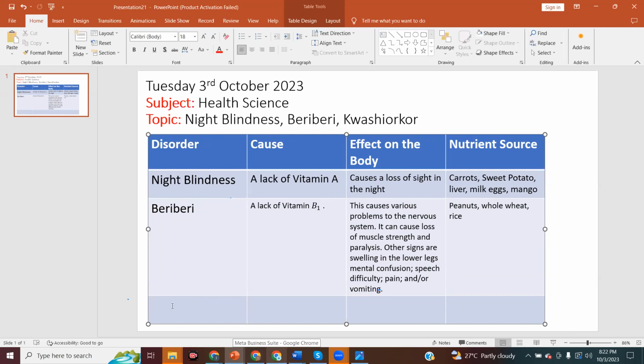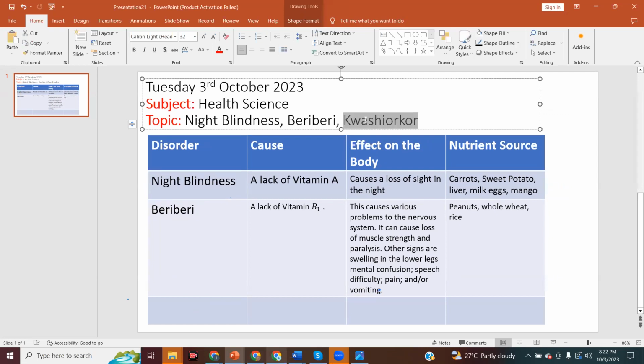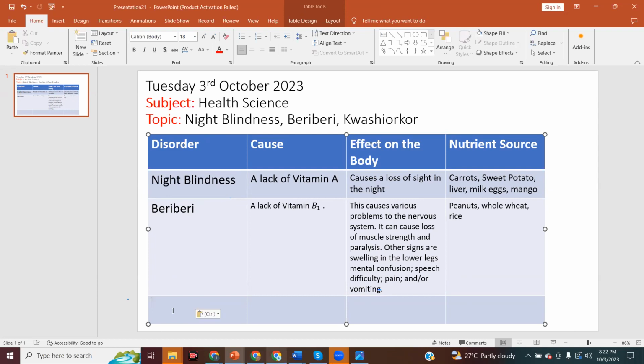So the next one is... Can everyone remember how to pronounce this word? Let me hear how y'all butcher this word. Kwashiorkor. Say it again. Kwashiorkor.